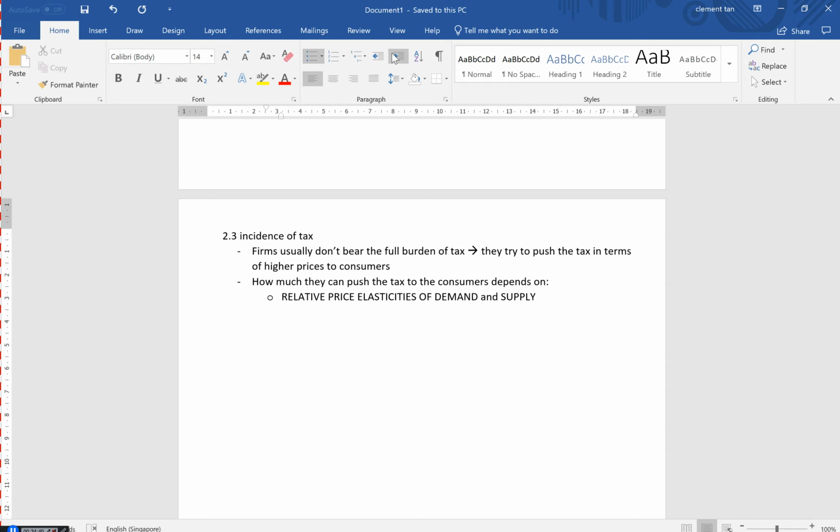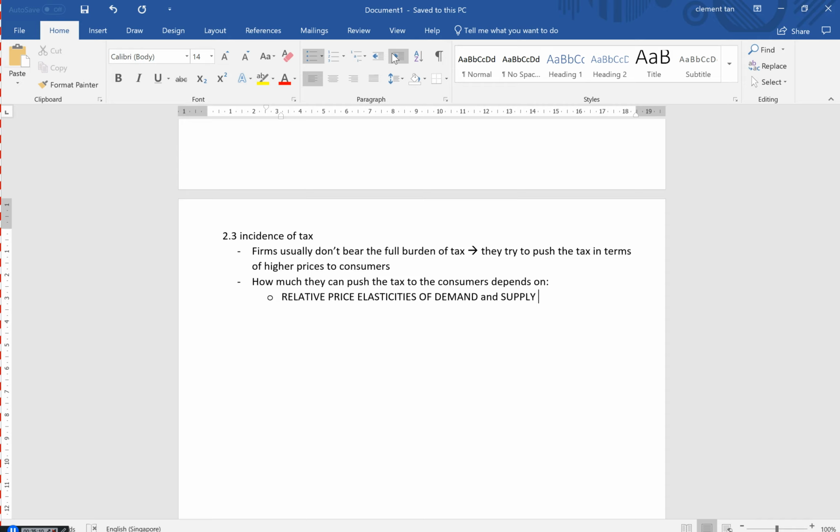Okay, intuitively, if PED is very elastic, will consumers be very responsive to a price? Very, right? So generally, if PED is very elastic, because consumers will be very responsive to the price, the firms cannot push the tax too much. You realize that? Okay, so it's about relative, because at the end of the day, it's not just about PED being elastic, it's about PS being more elastic or less elastic than PED.